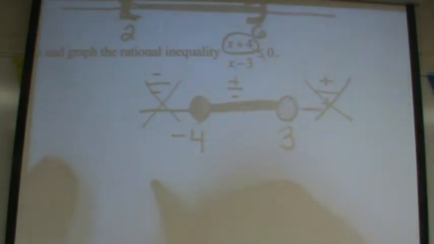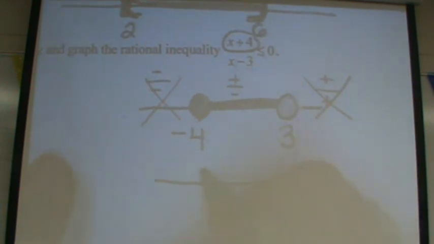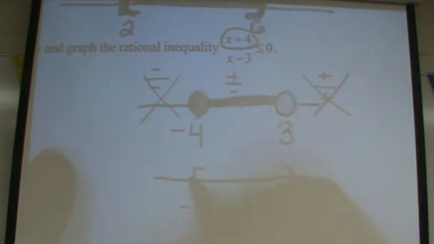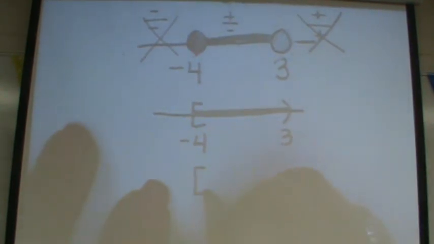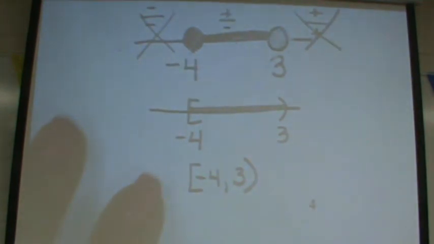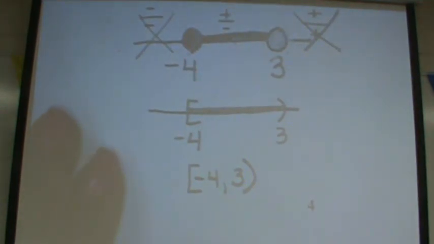So now, you should be able to write this in either way. So (-4, 3), that would be one way to write it. And you could write it in interval notation. That's one way. Either way is fine. And that's the end.